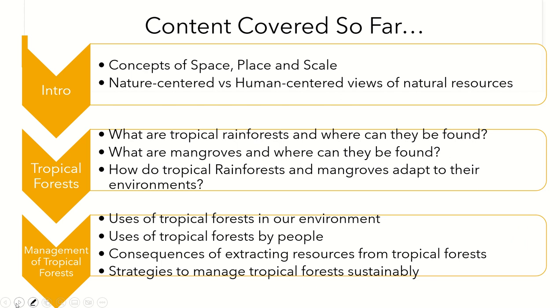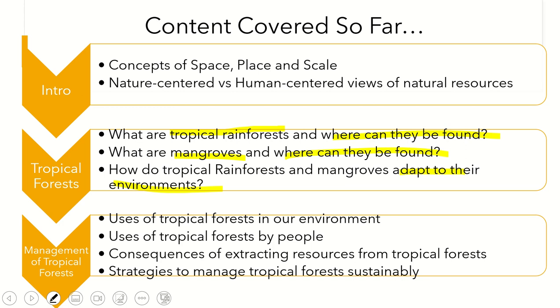So what have we covered so far in our term one and term two? Right, in the very first few weeks, we talked about space, place, and scale. And then after that, we delved into tropical rainforest. We talked about what they are and where they can be found. And then we talked about mangroves and what they are, and again, where they can be found. And finally, we talked about how these two adapt to the environment, mainly their leaves and their roots, right?